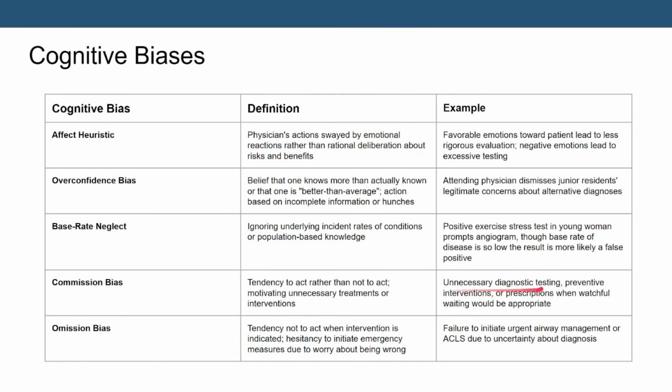An example would be unnecessary diagnostic testing. Omission bias is the tendency not to act when it is needed. An example would be failure to initiate urgent airway management or ACLS due to uncertainty about the diagnosis.